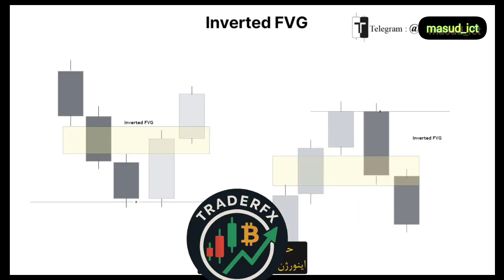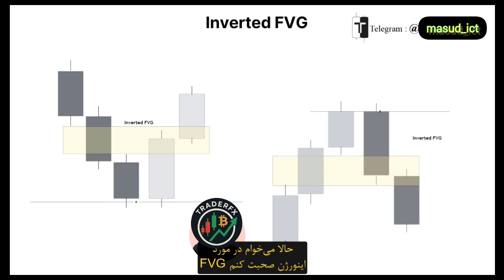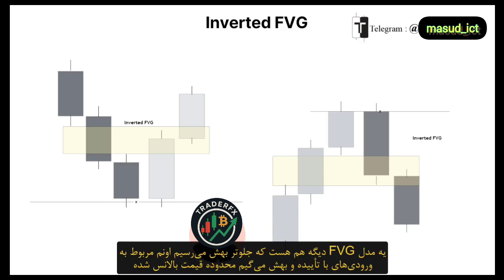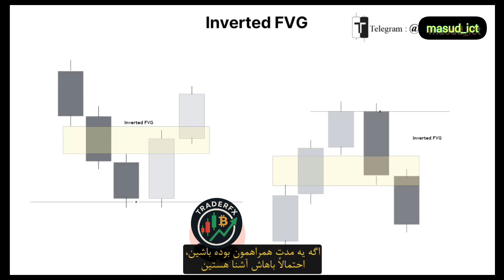Now I'm going to talk about an inverted fair value gap. And there's another fair value gap that we're going to talk about, which I'm going to be talking more about in the confirmation entries, called balanced price range. Again, if you guys have been around for a little while, you're already familiar with that as well. But again, I want to include everything.